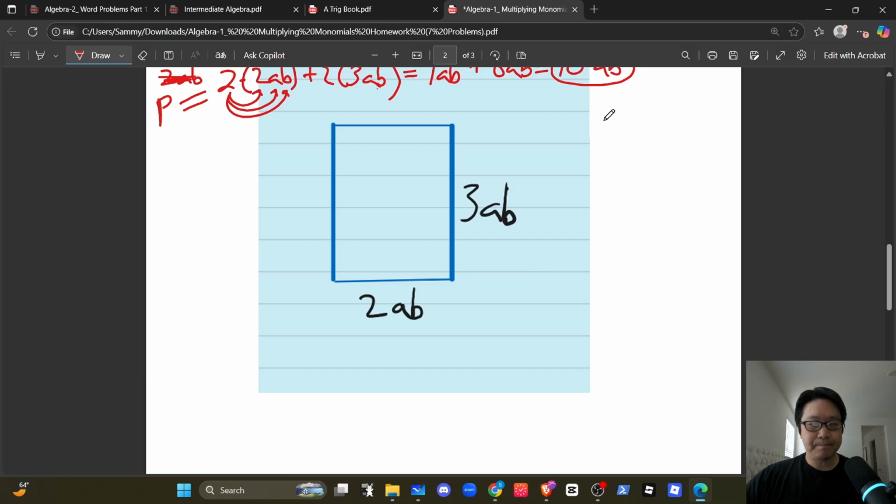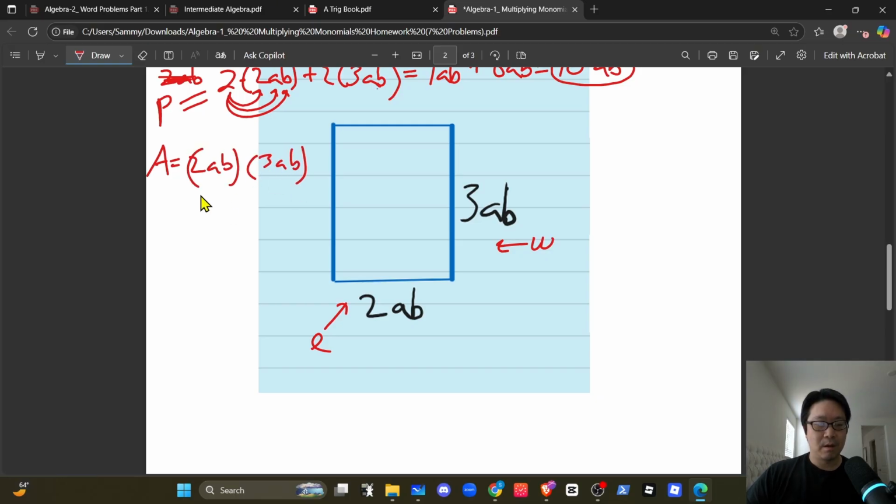For our area, it's even simpler. All we're doing is multiplying the length and the width. It doesn't matter which side you call the length or the width, you're still going to get the same answer, okay? So 2ab times 3ab. What is that going to give us?